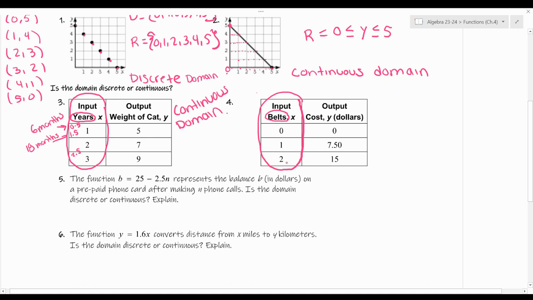I don't need that. And I can't go buy 1.5 belts. I can go buy 1 belt. I can buy no belts. I can buy 4 belts, but I cannot buy a decimal amount of belts. So, because it does not make sense to have decimals, we say this is a discrete domain.